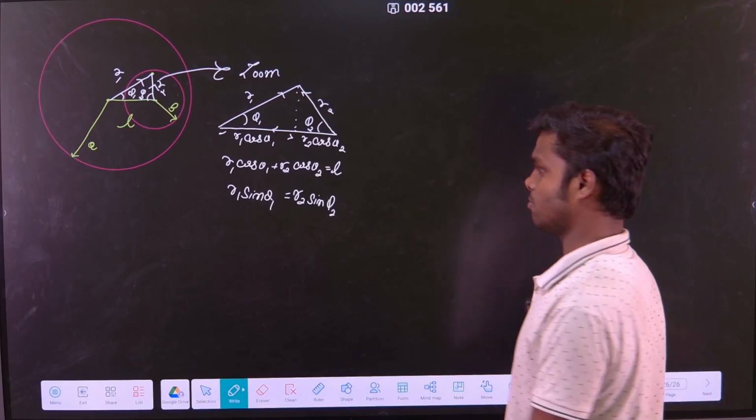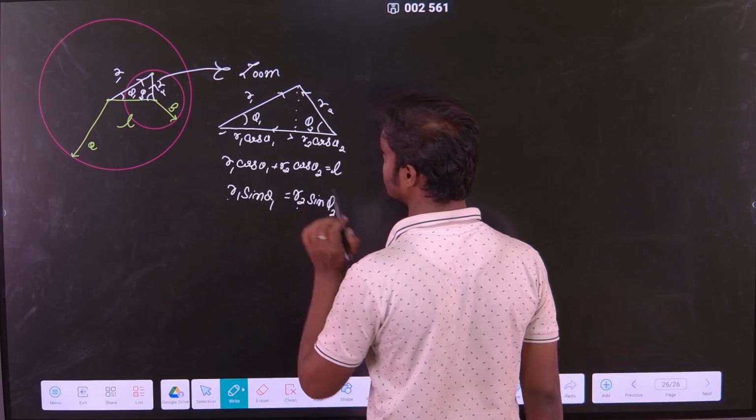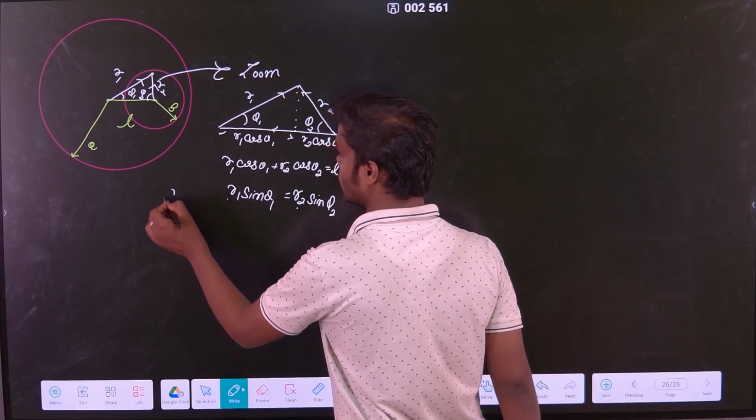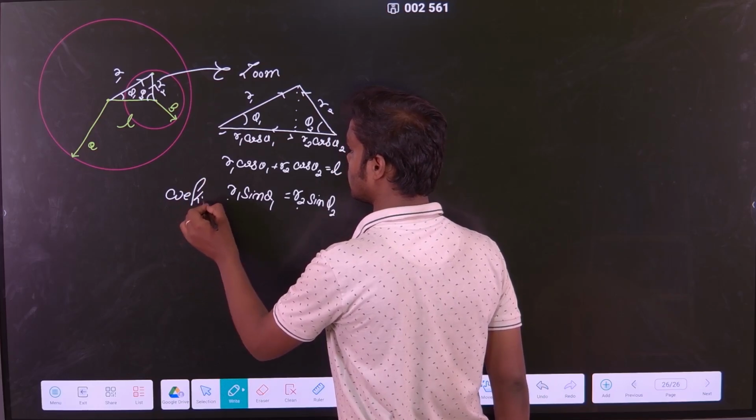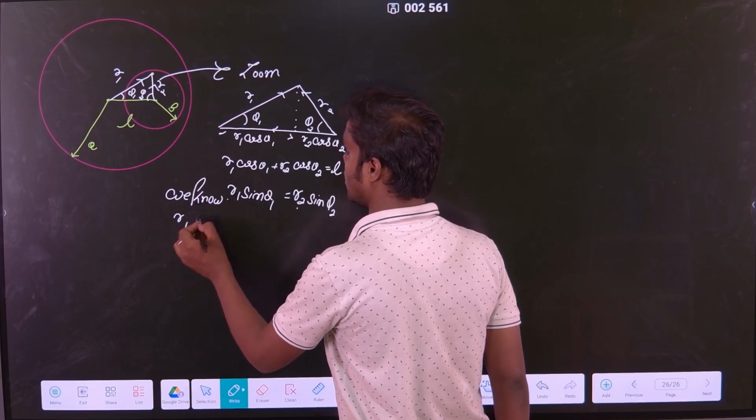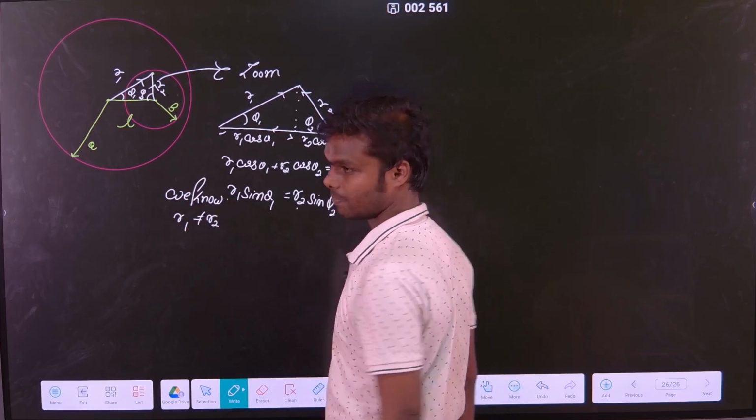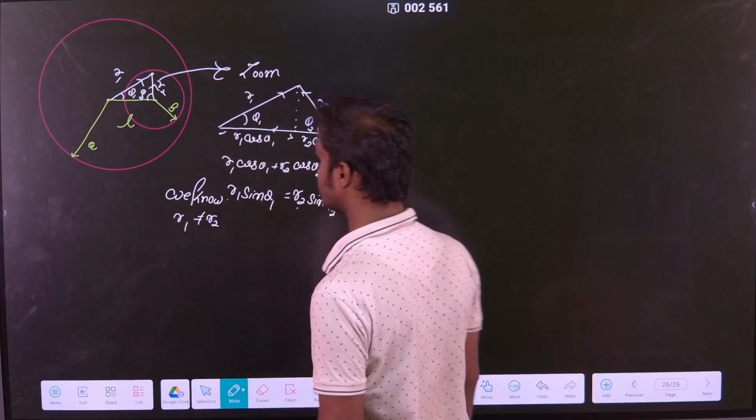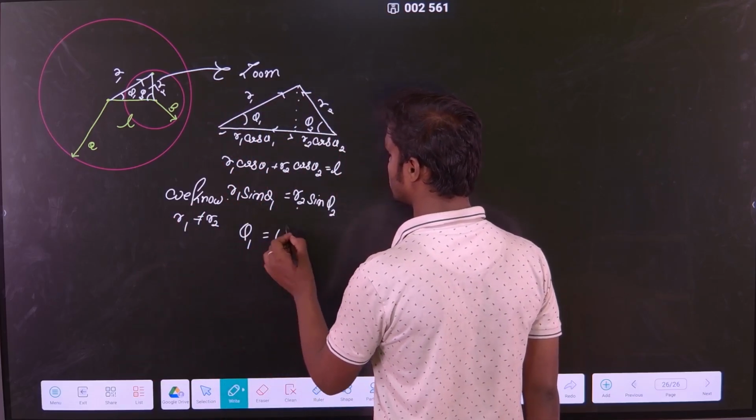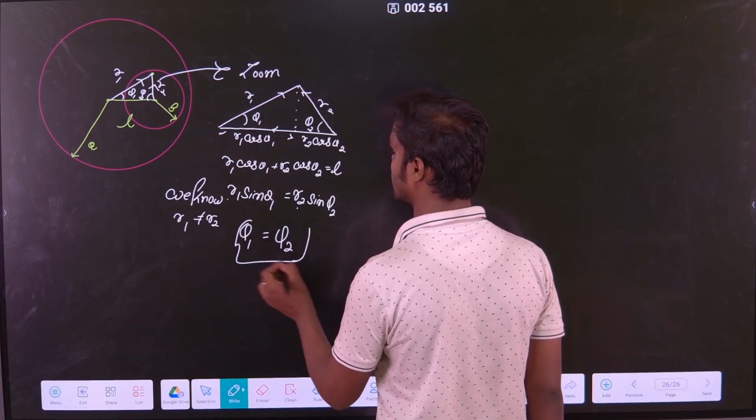That is given as same, but we know R1 and R2 is not same. That is true. We know R1 is not equal to R2. Let us consider the case. In that case, if the fields have to be equal, then theta 1 should be equal to theta 2. That is the only condition it can be.